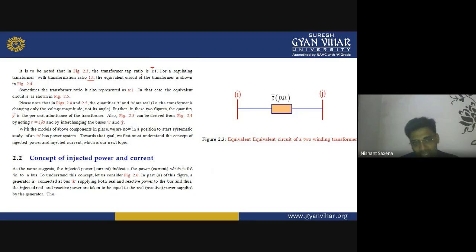Now please note that in figures 2.4 and 2.5, the quantities T and A are real. That is, the transformer is changing only the voltage magnitude, not its angle. Further, in these two figures, the quantity Y bar is the per unit admittance of the transformer. Also, figure 2.5 can be derived from figure 2.4 by replacing T equal to 1 upon A, as I have stated.